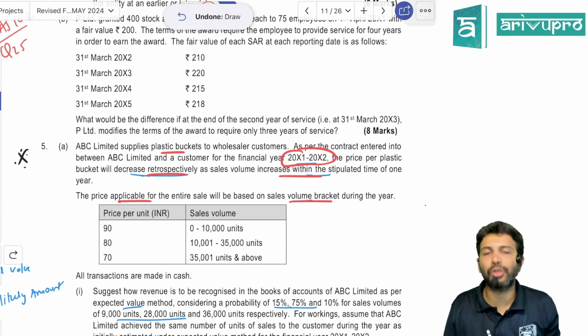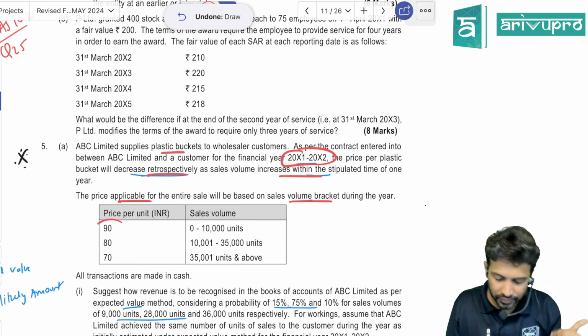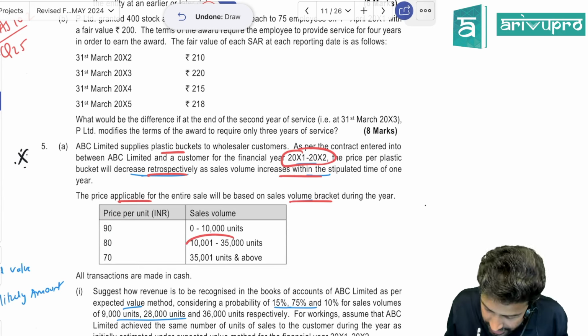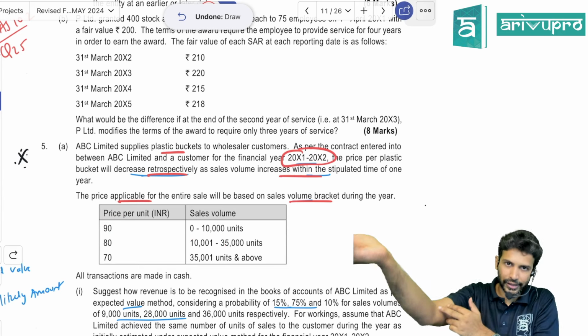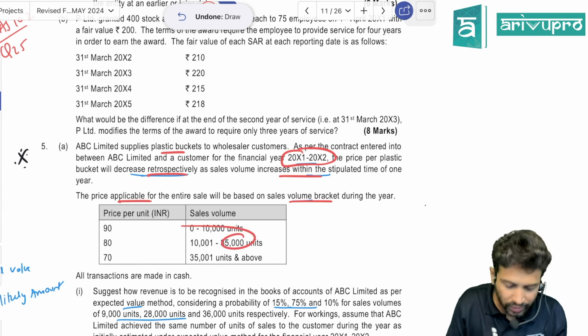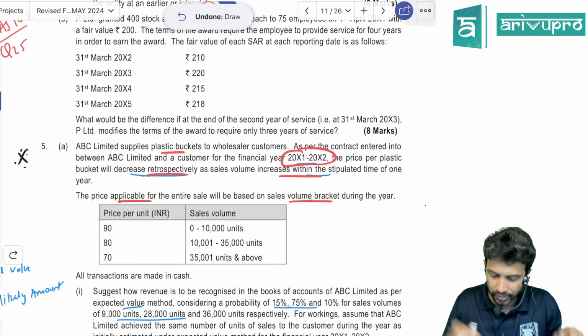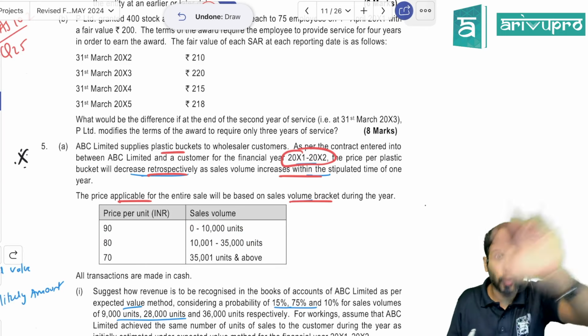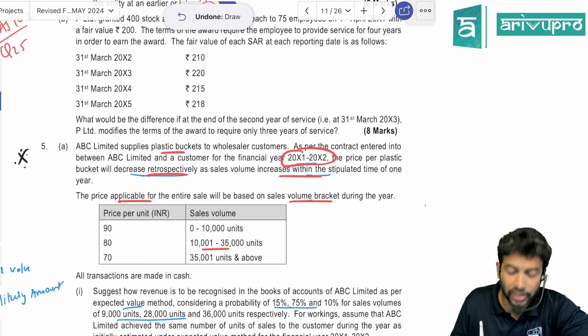obviously the price will be 90 per unit. On one plastic bucket, we will charge 90. If a customer buys even 1 unit more than 10,000, meaning from 10,001 to 35,000 units totally in the year, then the price will be 80. For what? From 10,000 to 35,000 will it be 80?